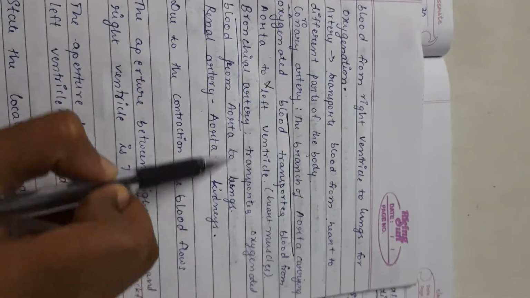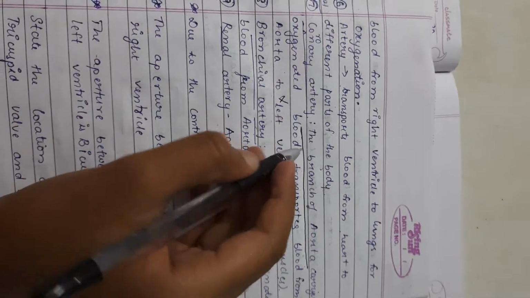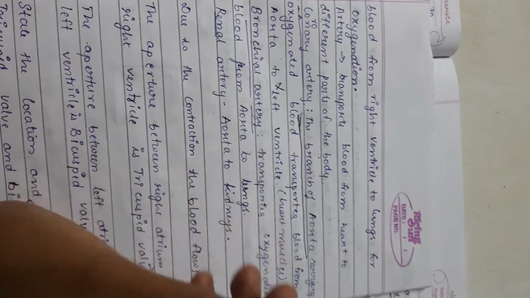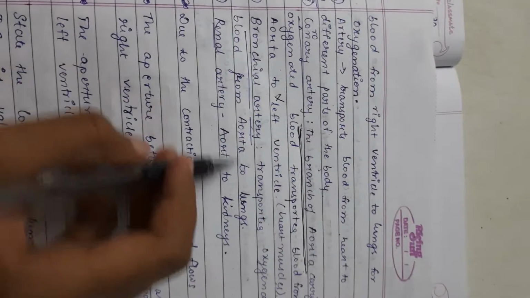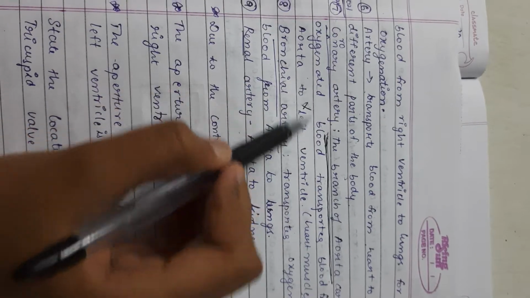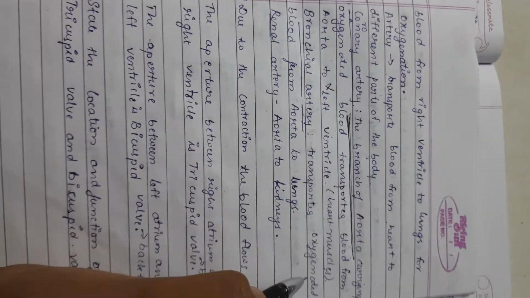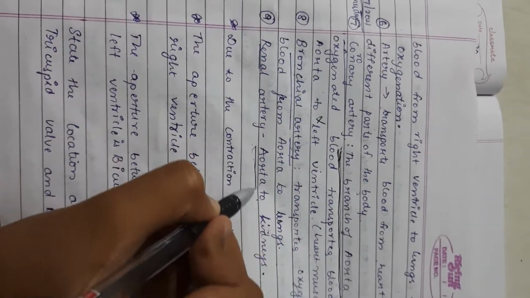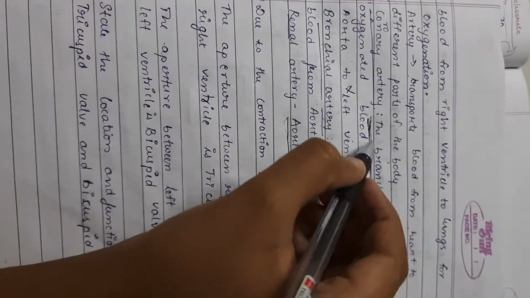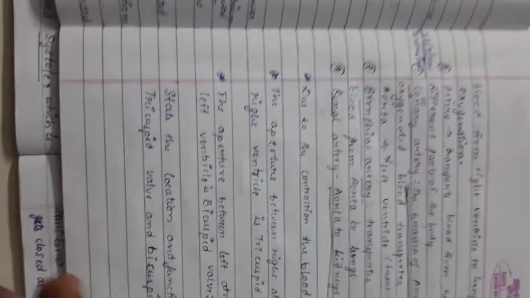Bronchial artery transports oxygenated blood. First you have to mention it as a branch of the aorta, carrying oxygenated blood, and it transports this oxygenated blood from the aorta to the lungs. And the renal artery is from the aorta towards the kidneys, but make sure you write the definition properly.